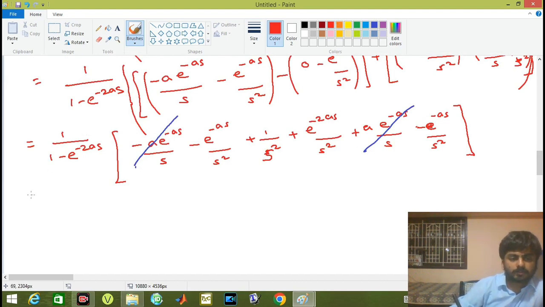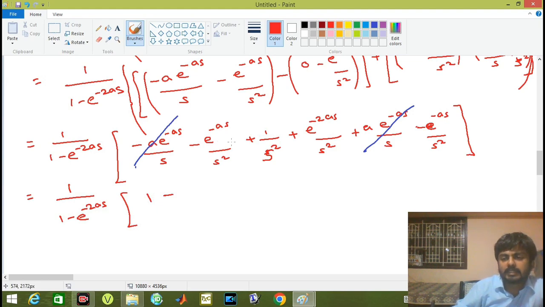We will have 1 divided by 1 minus e power minus 2as into this is 1 minus this is e power minus as, and this is e power minus as. Adding these two, you will get 2 e power minus as, and this is e power minus 2as, whole divided by s square.